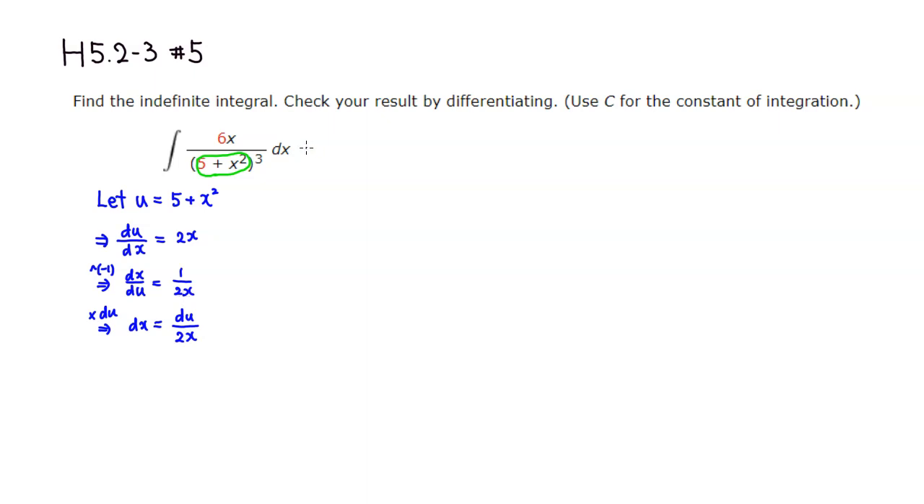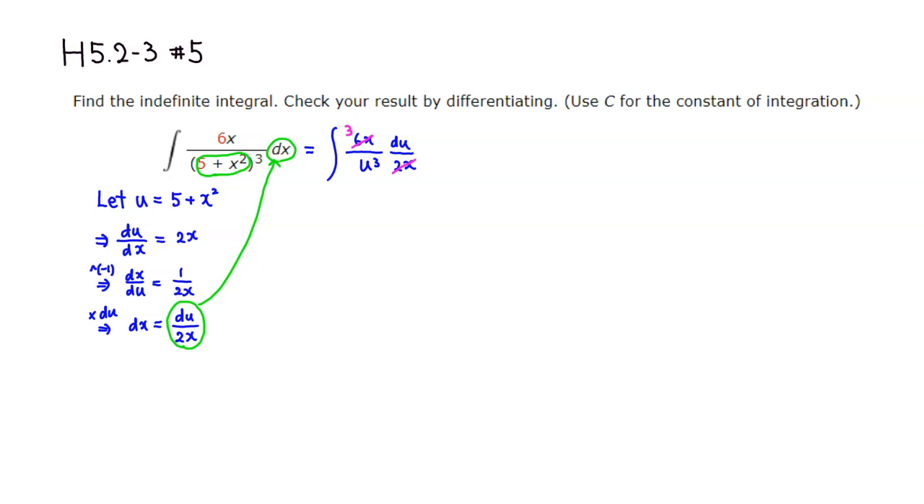Let's rewrite this integral. So this is equal to the integral of 6x, and I'm going to leave 6x as 6x for now, over u, raised to the third power, and then we have a dx. dx is equivalent to du over 2x, so we can plug that in here. So we're going to have du over 2x. Luckily we can cancel 2x and 6x, leaving 3 on top.